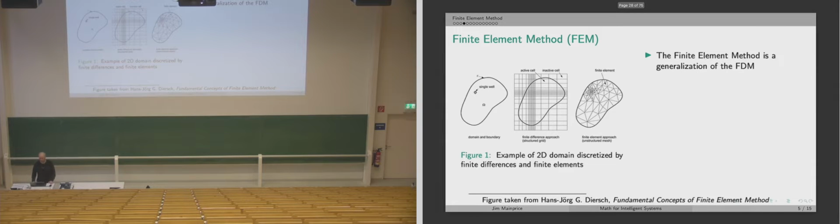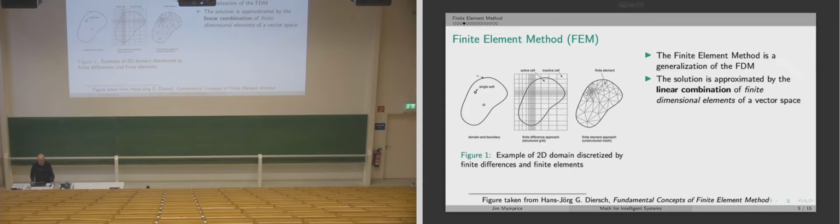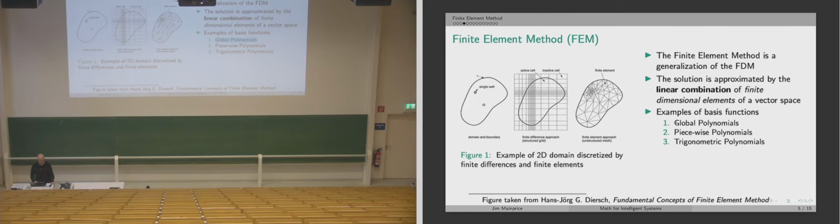It generalizes the finite difference method to these cases, and the solution is approximated by the linear combination of these finite dimensional elements. These are actually elements of a vector space. Examples of basis functions for these vector spaces are either global polynomials, piecewise polynomials, or trigonometric polynomials. Also Fourier basis functions and so on are possible for the finite element method.